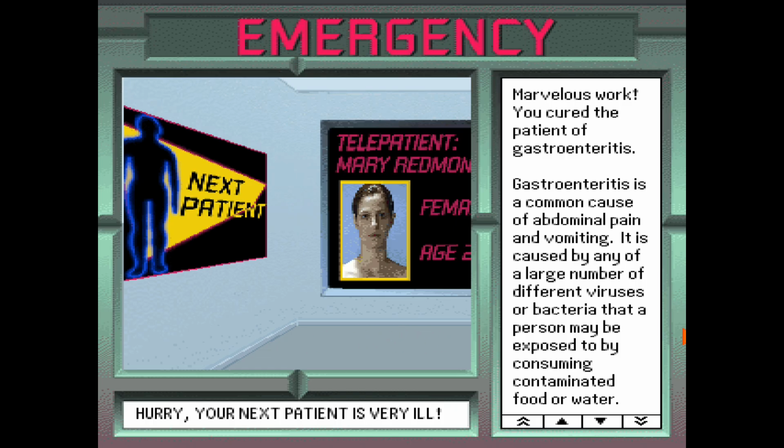Symptoms can vary from mild to very severe. Generally, gastroenteritis lasts only a few days and resolves without any problems. Treatment depends mostly on replacing lost fluids. It's time to see another patient.